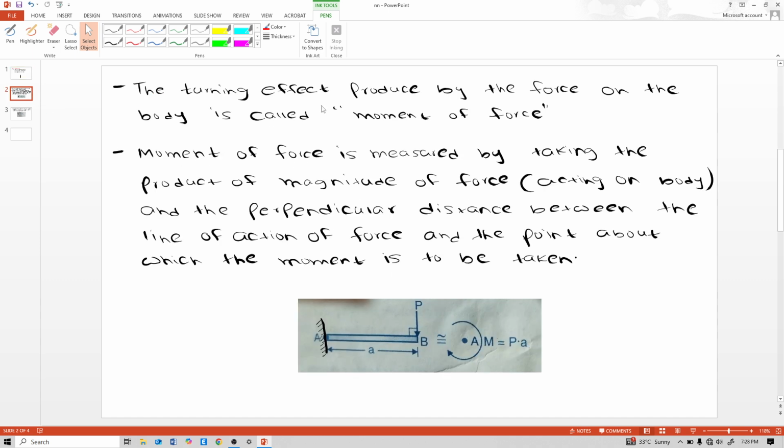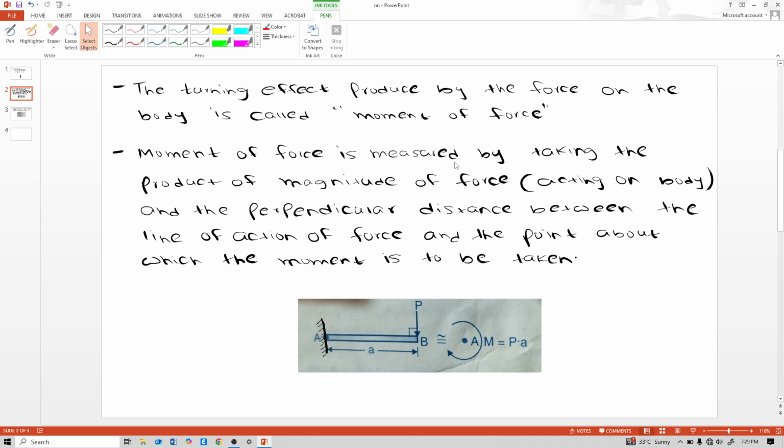Next, the turning effect produced by the force on the body is called moment of force. See this image, this is a cantilever beam. Cantilever beam means one end is free and one end is fixed. Here P is the force, and due to this force P, the beam deflects like this. So that is the turning effect due to this force, called moment of a force.